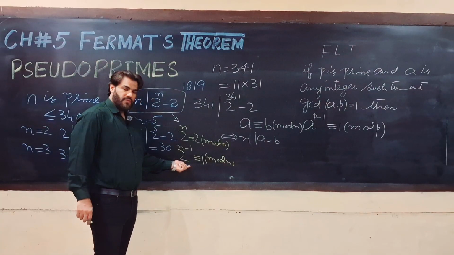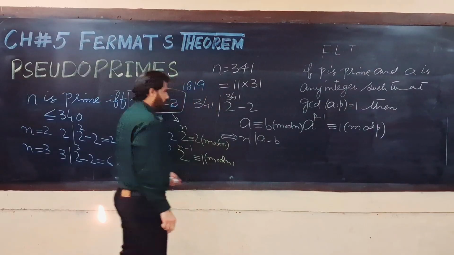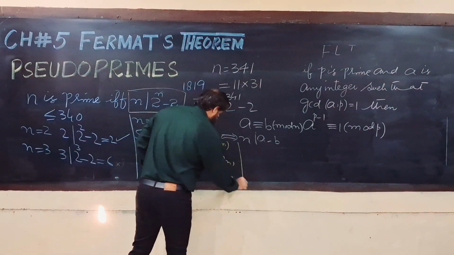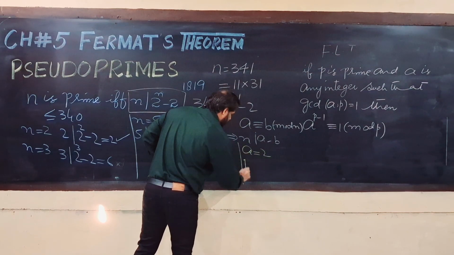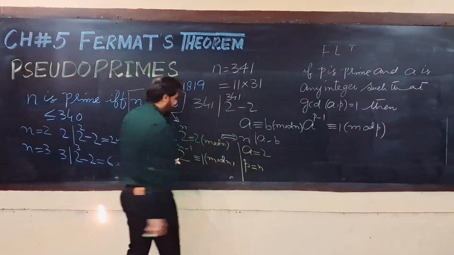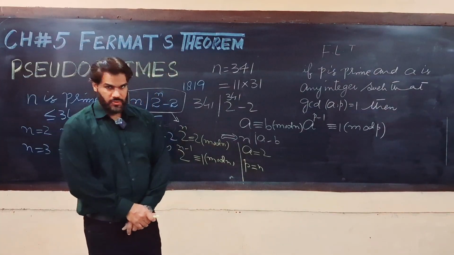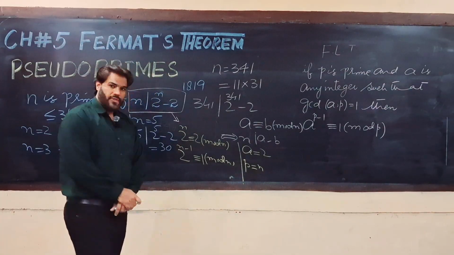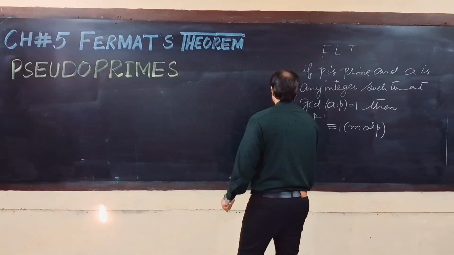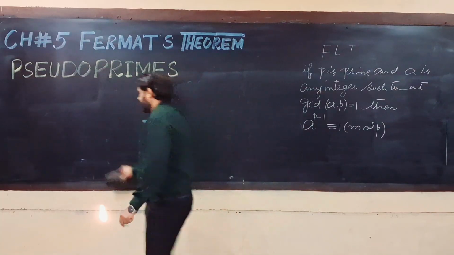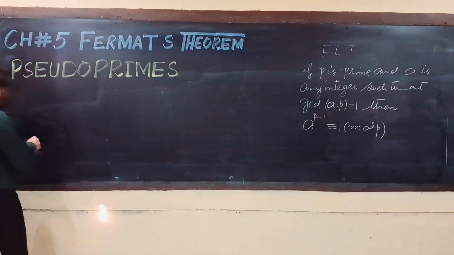So if you compare this definition with the Fermat Little Theorem, this is the Fermat Little Theorem. According to this definition, here A is 2 and P is equal to n. And actually this is the definition of the pseudoprimes. So now I am writing the proper definition of the pseudoprime. A composite integer n is called pseudoprime.